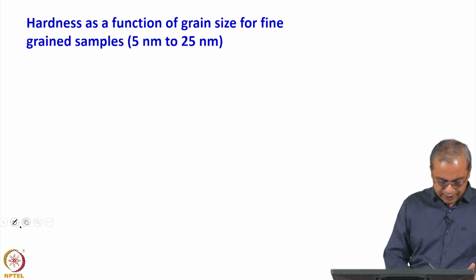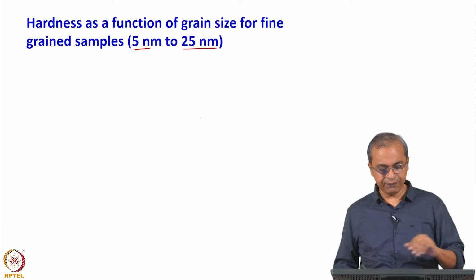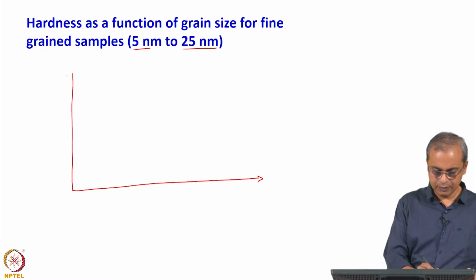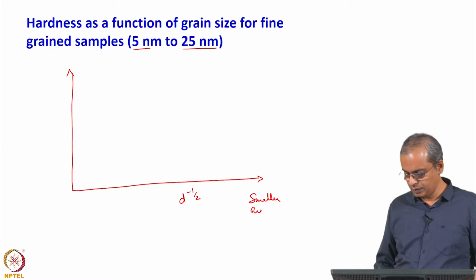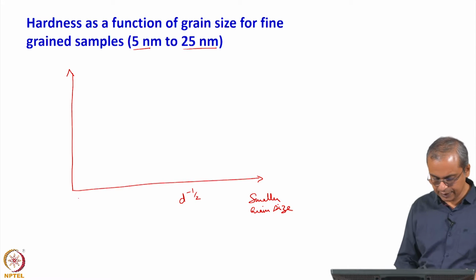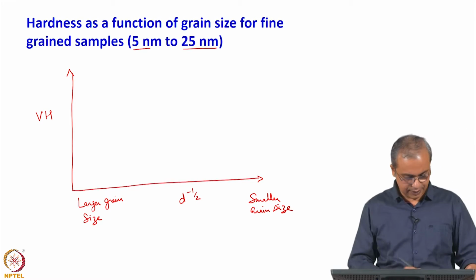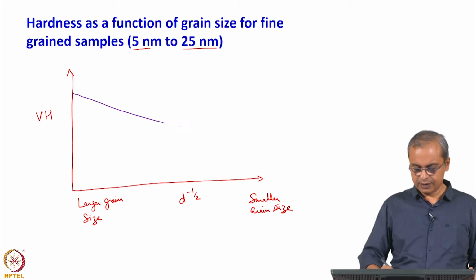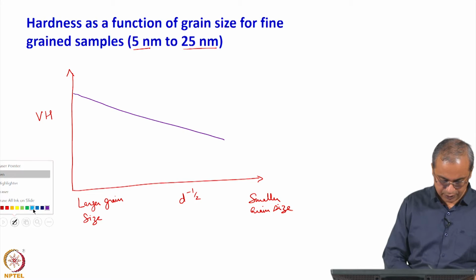Now, we look at a smaller grain size, say 5 nanometers to 25 nanometers. Previously we looked at 5 micrometers to 25 micrometers. So, now we are looking at 5 to 25 nanometers, and if I make a similar plot, once again this is smaller grain size, and this is larger grain size. And this is Vickers hardness, right. So, if you do this for samples in the 5 nanometer to 25 nanometer range, you see a trend that looks like this. Okay. So, again the trend is linear, but the slope is now negative, right. The slope is no longer positive, the slope is negative.